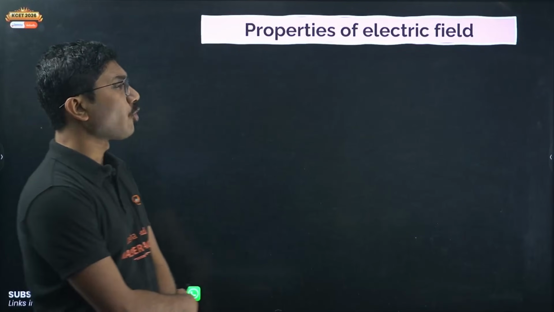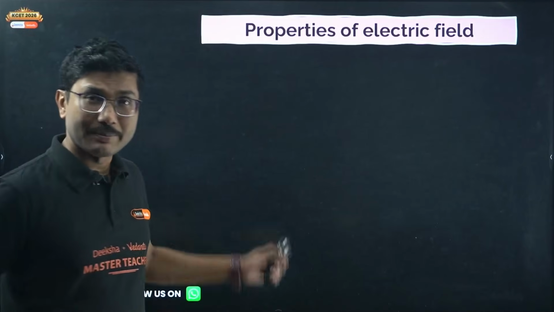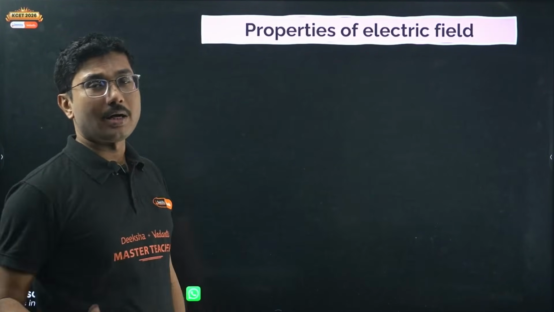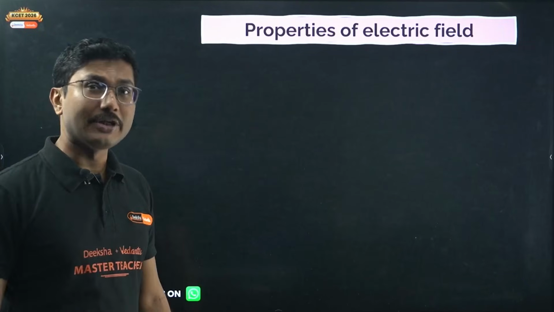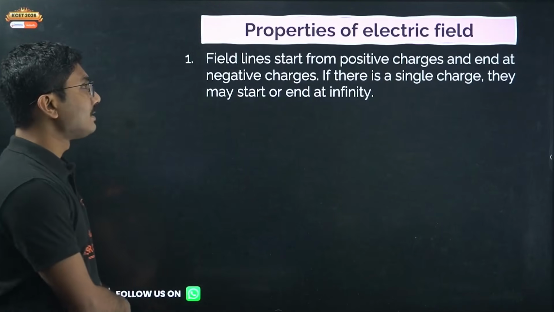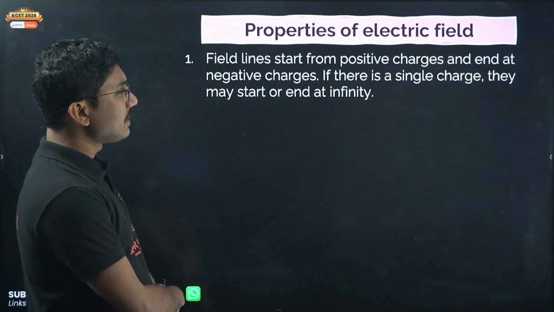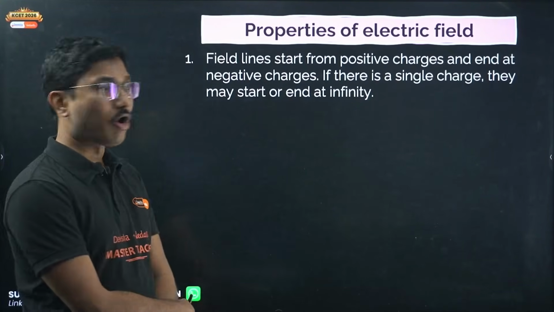Now let's move on, properties of electric field lines. This is an important question as well in your PU exam and in your KCET exam. Based on these properties, many MCQs have come. Field lines start from positive charges and end at negative charges. If there is a single charge, they may start or end at infinity.